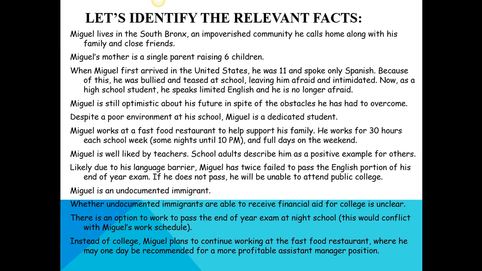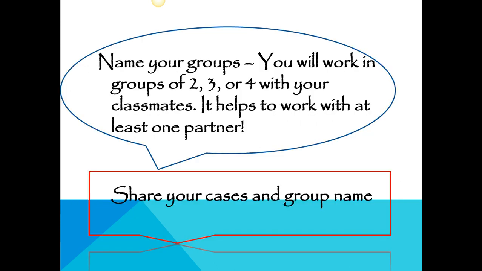Whether undocumented immigrants are able to receive financial aid for college is unclear. There is an option to work to pass the end-of-year exam at night school, but this would conflict with Miguel's work schedule. So instead of college, Miguel plans to continue working at the fast food restaurant, where he may one day be recommended for a more profitable assistant manager position. So that's a snippet of component 1. That's what you'll be doing for component 1.